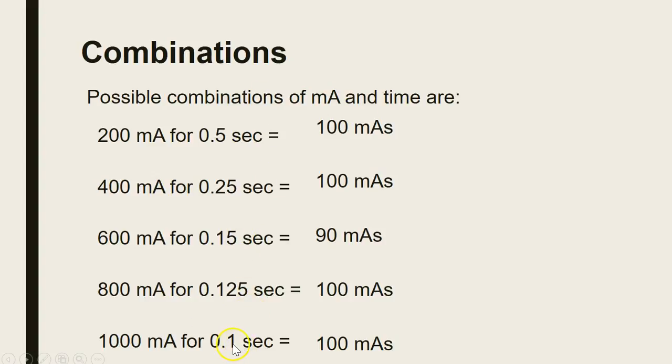Now, yes, is 0.1 pretty close to 0.125 or 0.15? They're close. But go for the lowest if that is possible. You do need to remember, though, that 1,000 mA may be a lot for your equipment, so make sure that your equipment can actually handle that too. So that would make a difference also. All right.